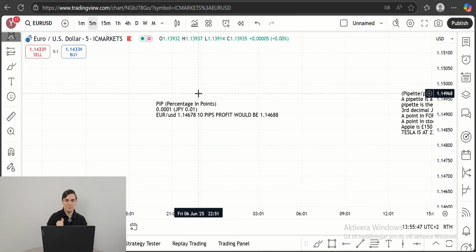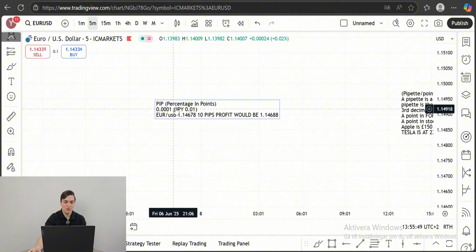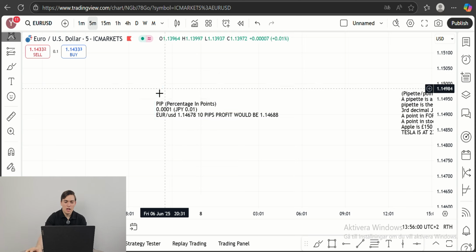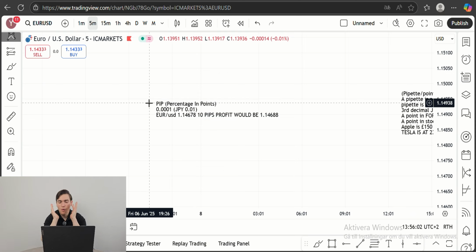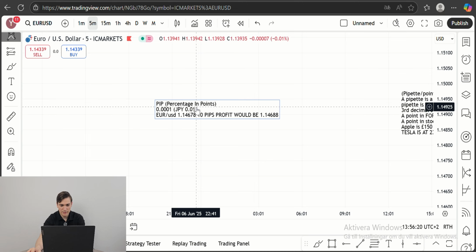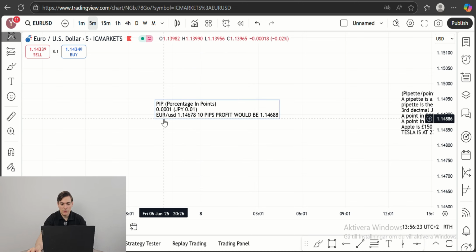So to start with, a pip. What is a pip? A pip stands for percentage in points, and it's the smallest price movement a currency pair can make in forex trading. Okay? A pip is always the fourth decimal. There are some exceptions, like the Japanese yen, where it's the second decimal. So a pip is always 0.0001, the fourth decimal, or in the Japanese yen it will be 0.01, right? The second decimal.